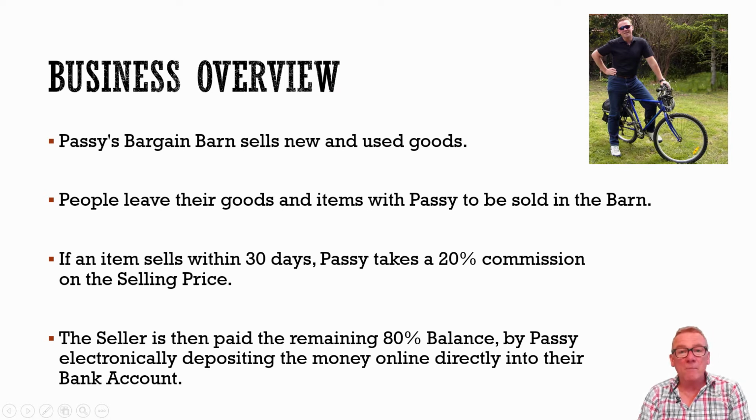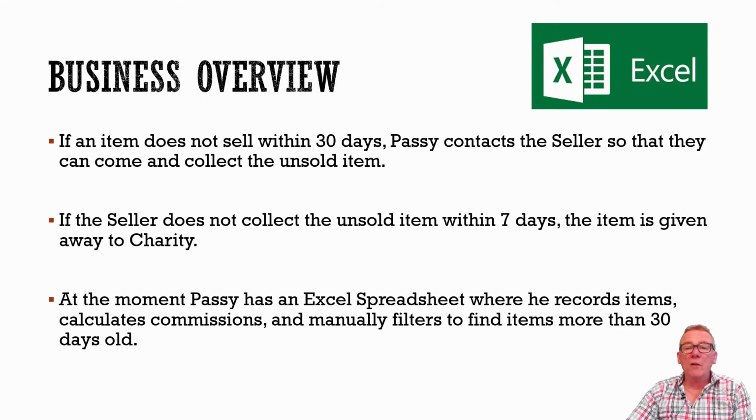As we heard in the business overview, people bring their things down, they've got 30 days to sell. If they sell, it's 20% commission to the bargain barn, 80% back to the seller for what the item sold for. If they don't sell within 30 days, they're unsold items, they're contacted, they've got 7 days to collect them. If they're not collected, they get taken down to charity and given away to charity organizations.